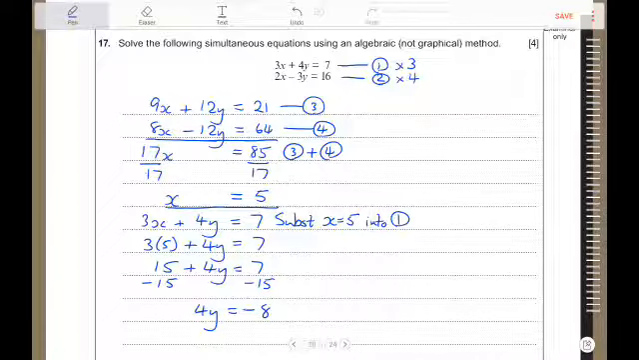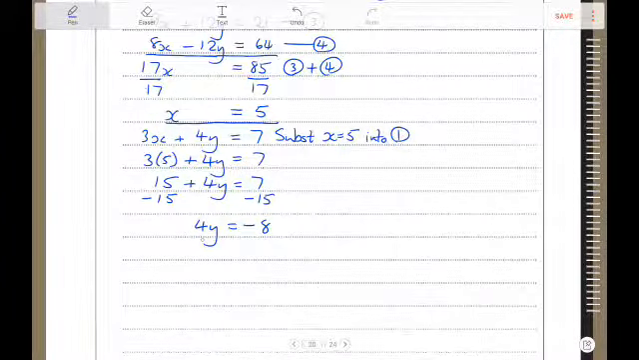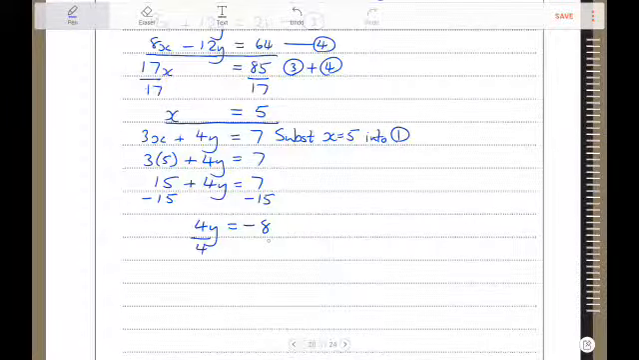Well, what I need to do now is divide by 4, because 4 divided by 4 is 1, and 1y is y, and that's what I want. Minus divided by a plus is a minus. 8 divided by 4 is 2. Notice again, like I always break things up, do the signs, do the numbers, do the letters, if you're simplifying with indices and that type of thing. So I have my y value. Now there's my other 2 marks. That's 4 out of 4.